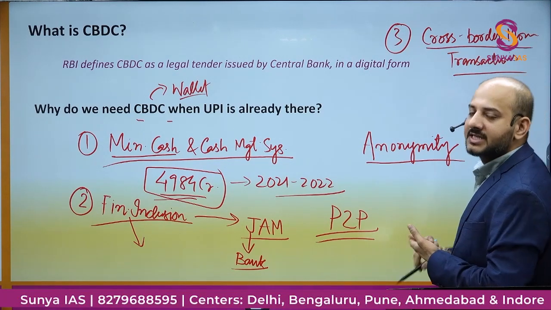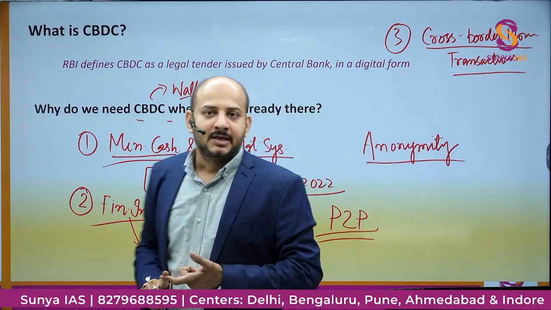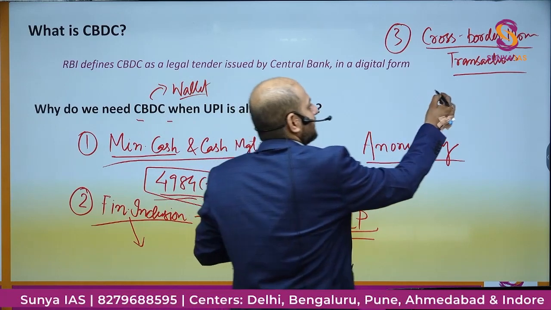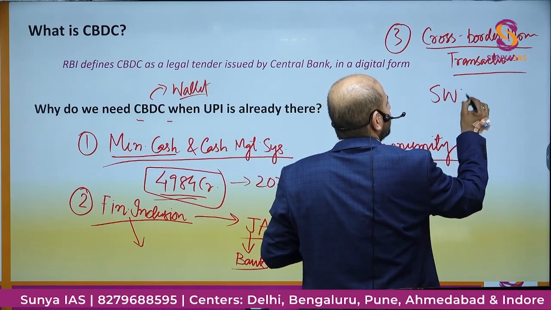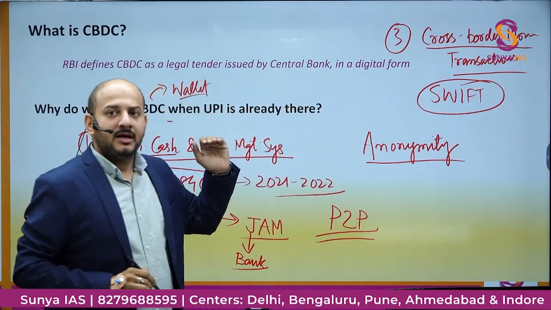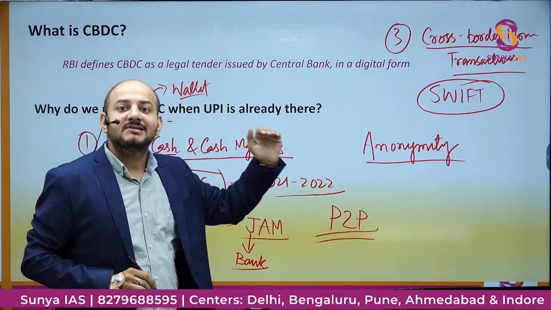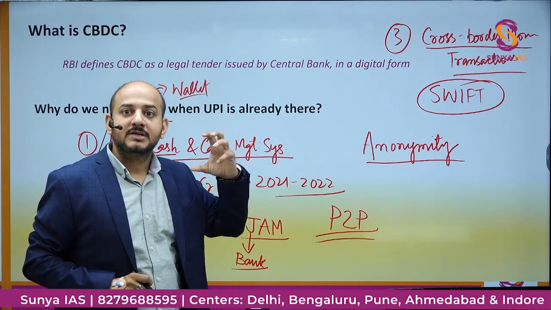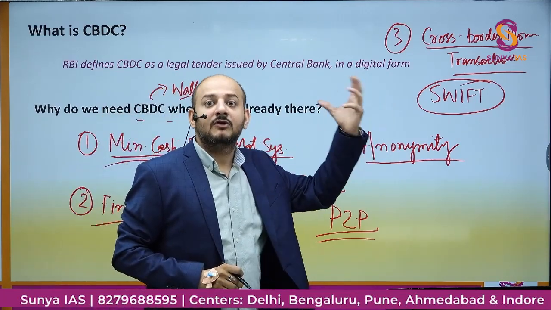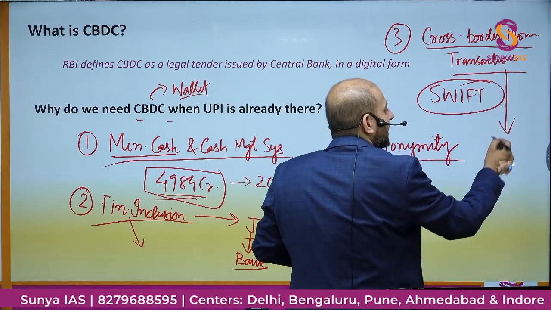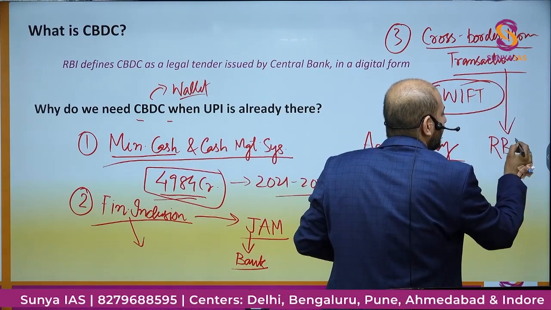Cross-border monitoring of transactions. Right now, cross-border transactions are governed with SWIFT also. SWIFT, you would be aware, okay? India is the highest recipient of remittances worldwide. Many people are doing some scams like Vijay Mallya, they have taken a lot of money. Now, these kind of scams could be stopped if they are directly monitored by RBI.